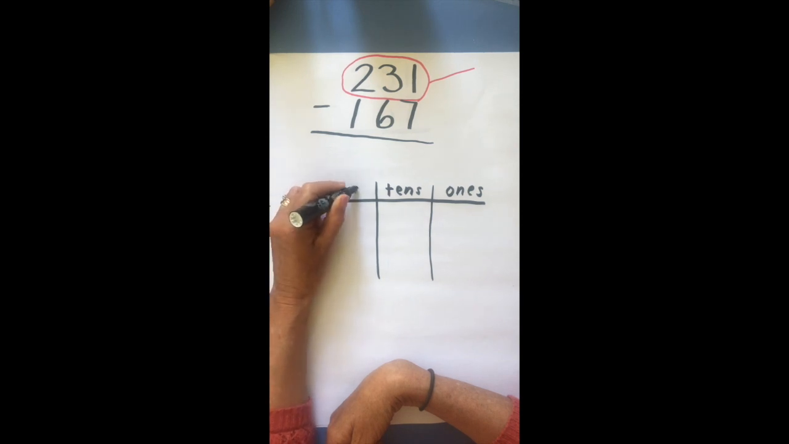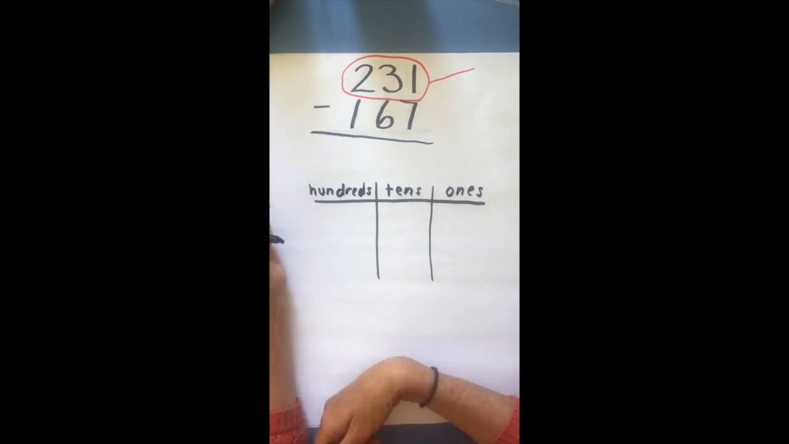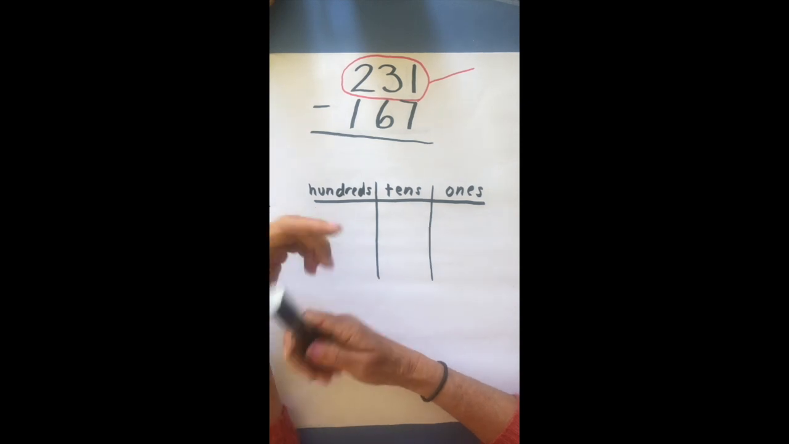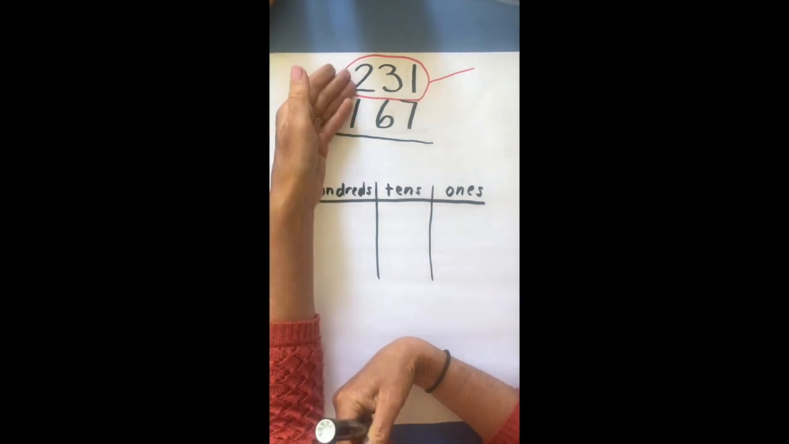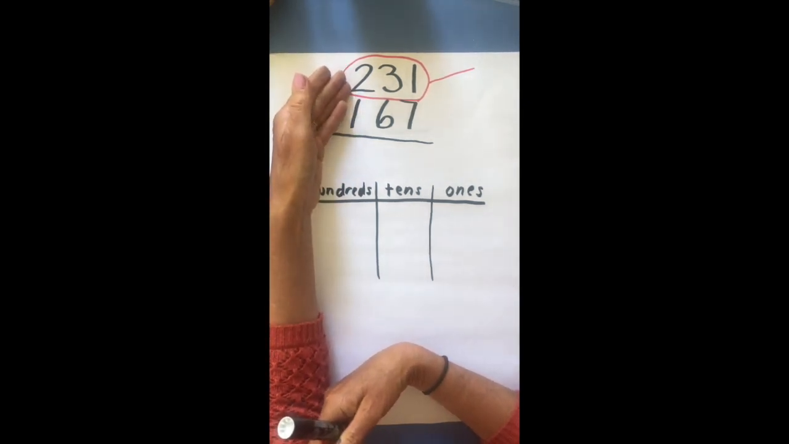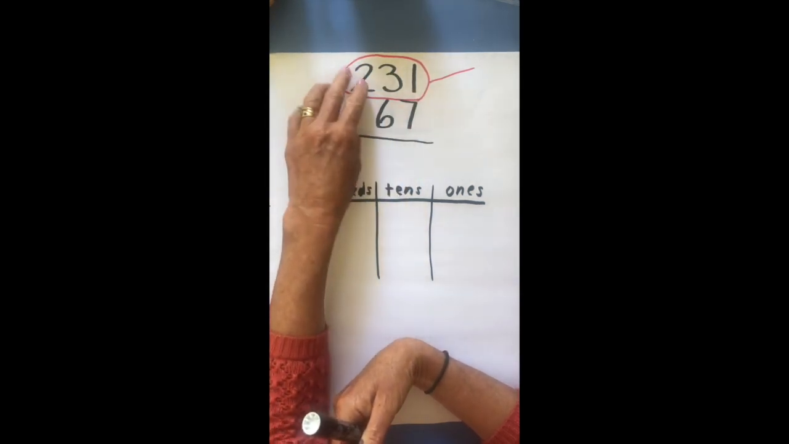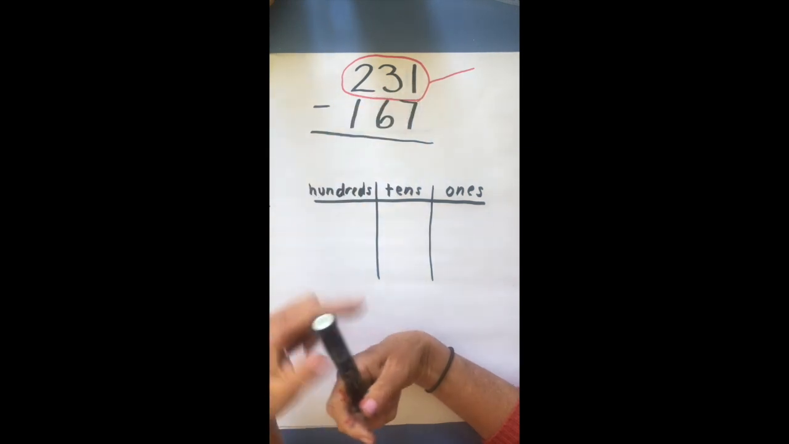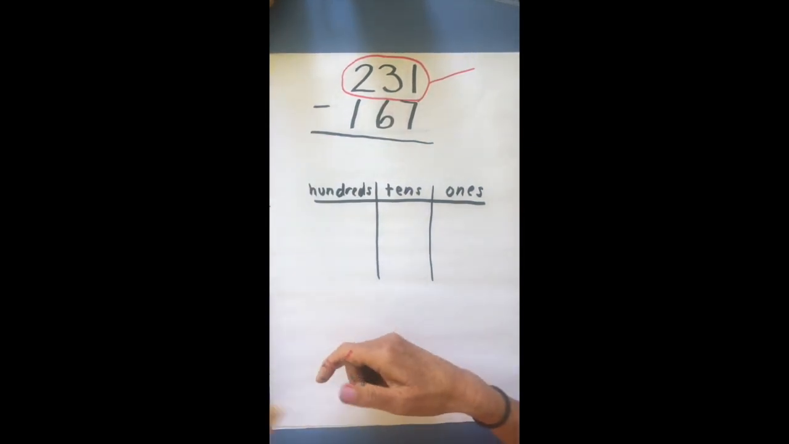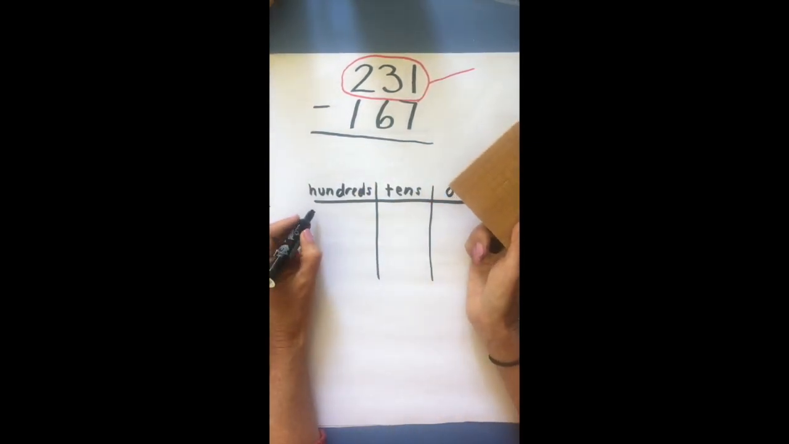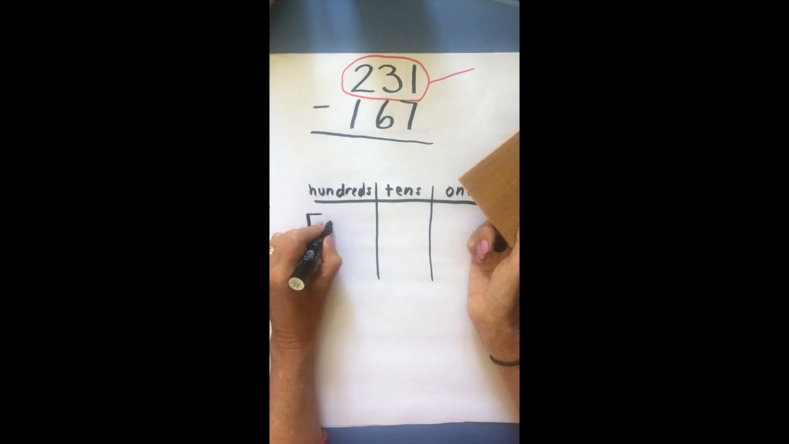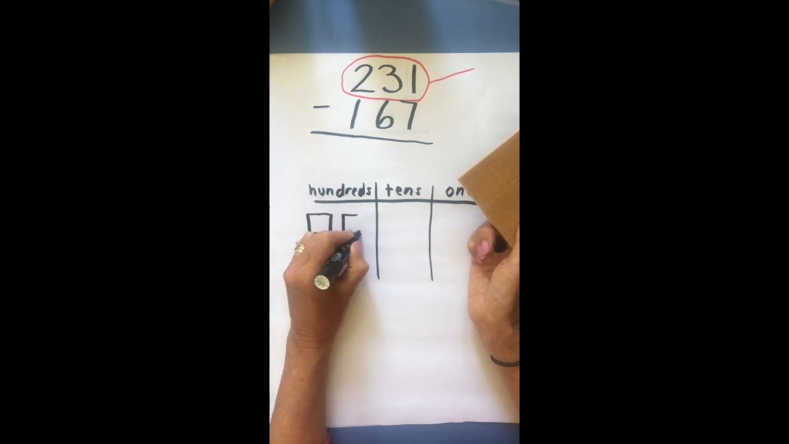Now this is different than addition. The only thing I'm going to draw here when I do sticks and dots is the top number because that's what I have. This is what I'm taking away. So I'm going to draw 231. So again, I know that this is 100 and I represent that in my drawing with 1, 2 flats.